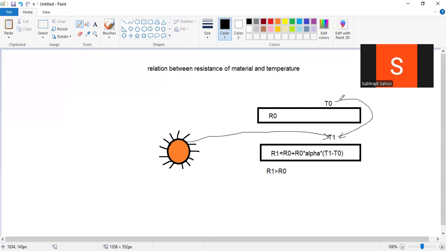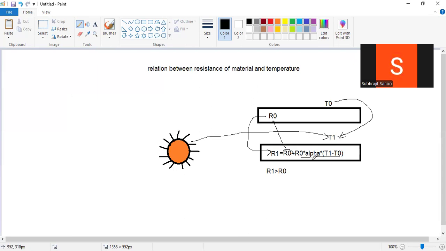Because the temperature changes from T naught to T1, the resistance also changes from R naught to R1. What is this R1 value now? The initial value is R naught. Because of this temperature change, this much resistance increases: R naught into alpha into delta T, the temperature change.